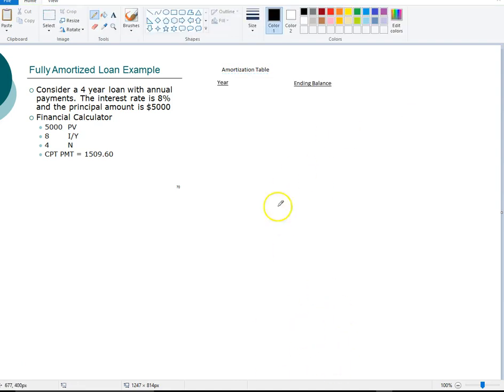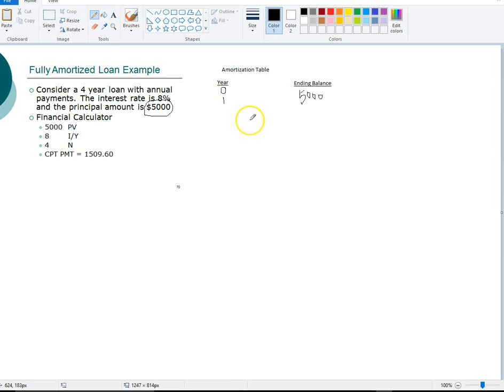So to begin with, let's start with year zero. In year zero, we just take out a loan. So the moment you sign on the dotted line, you owe the bank $5,000. So that's our ending balance. You don't do anything, you just signed the loan. This is a regular loan. So your first payment occurs at the end of year one.